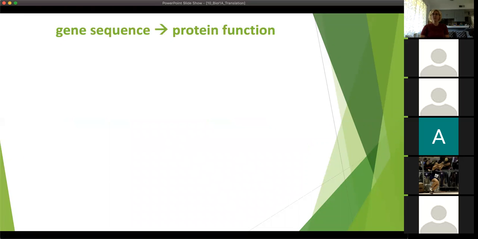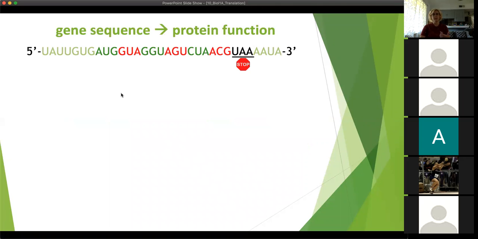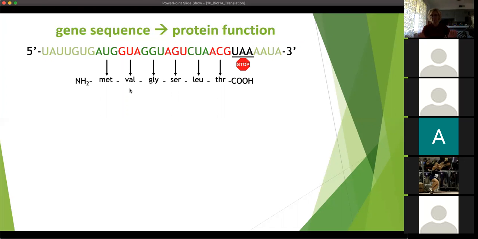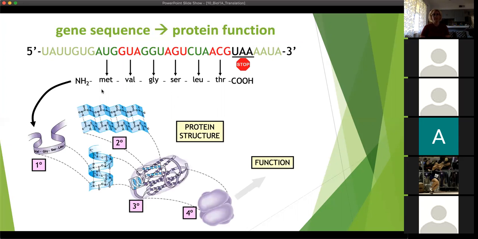So we know that the gene sequence is linked to the protein sequence, and we know that protein sequence is linked to protein function. So if we look here at our gene sequence, remember we know our first amino acid is going to come in here and be a methionine, and then we can read the chart. Again, don't expect you to remember any of these others. You are able to read the chart and make your proteins that way. So this is our primary sequence: methionine, valine, glycine, serine, leucine, threonine.